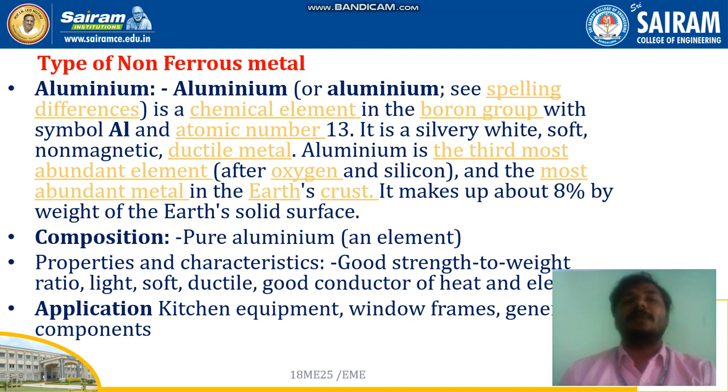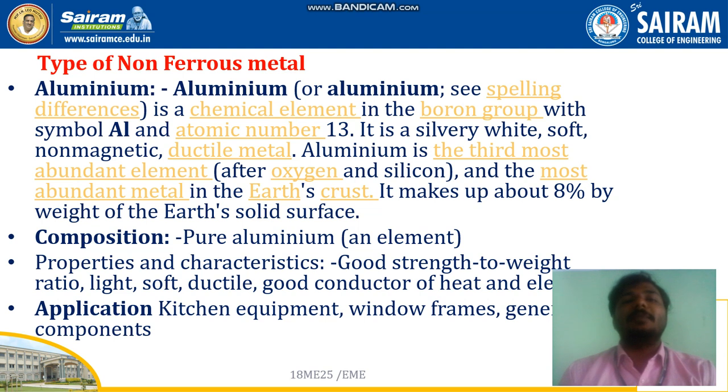What are the different types of non-ferrous materials? Similarly, we have discussed the different types of ferrous materials like pig iron, wrought iron, malleable iron, grey cast iron, white iron, and steel. These are some of the materials widely used in engineering applications among ferrous materials. Now we are going to discuss the different types of non-ferrous metals. The first one is aluminium.